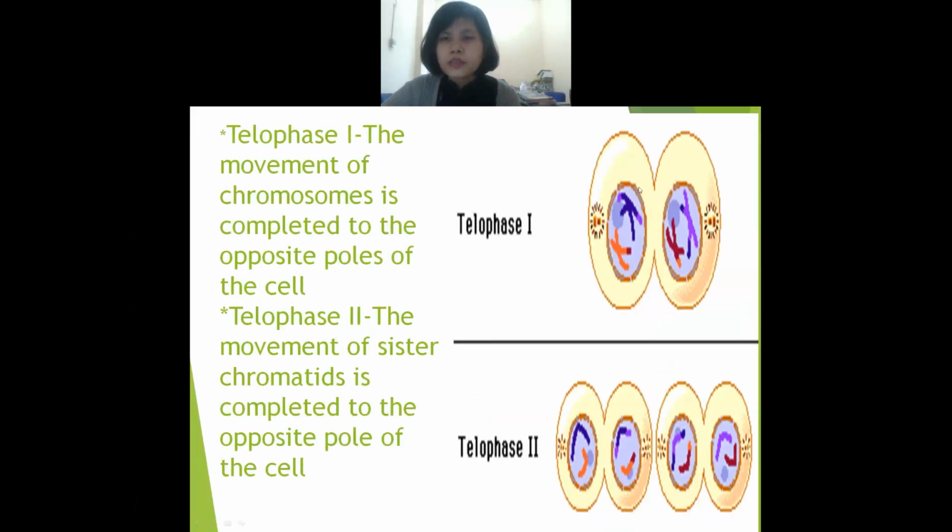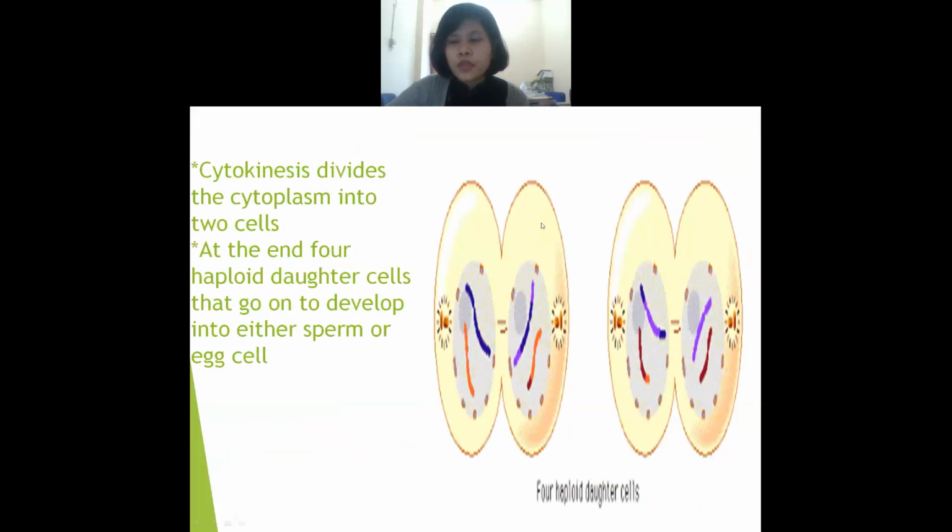Next is telophase 1. In telophase 1, the chromosomes separate from each other and are at the opposite poles. This is the opposite poles, right? So they lie at both opposite poles. And next is cytokinesis. In cytokinesis, the cell starts dividing, and now one cell becomes two cells. Okay.